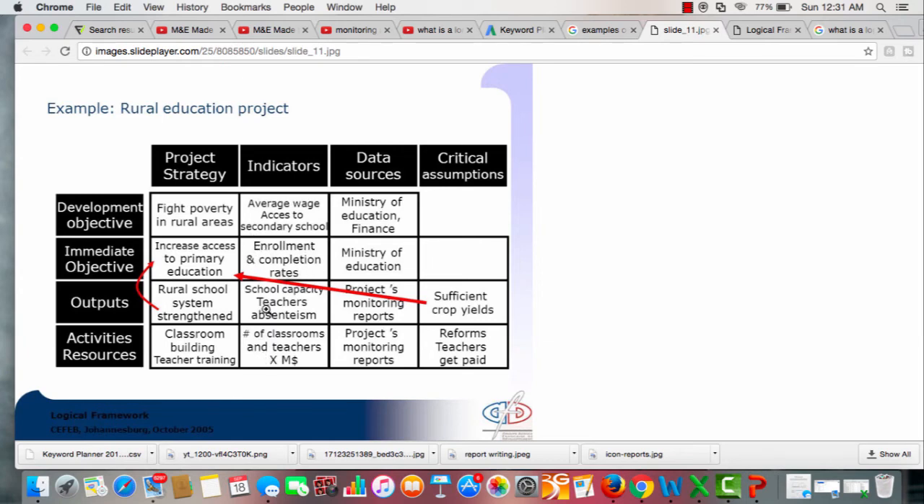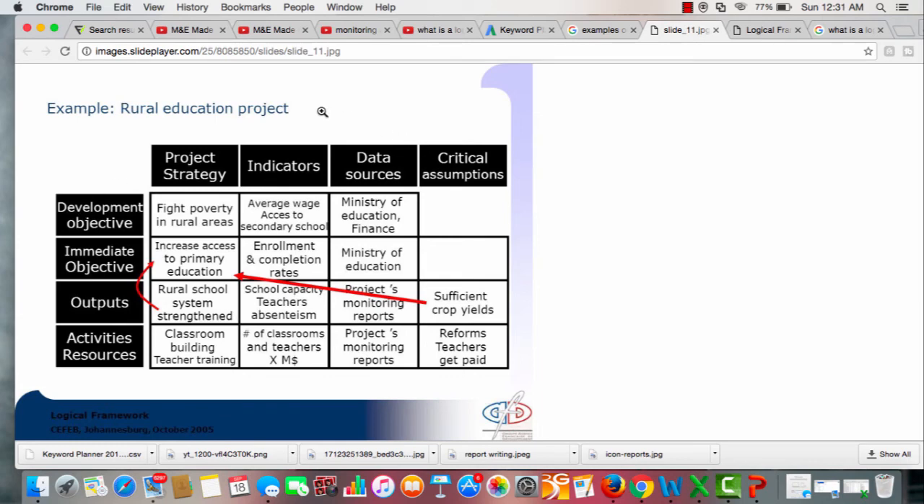All these are indicators. And then it also defines the data sources, which include the Ministry of Education and Finance. This is where you get the data for this. And the Ministry of Education again features here. That's where you get the information for this indicator. And then for these outputs, they're talking about project monitoring, which could be on a quarterly or semi-annual basis. This is what feeds into this indicator.